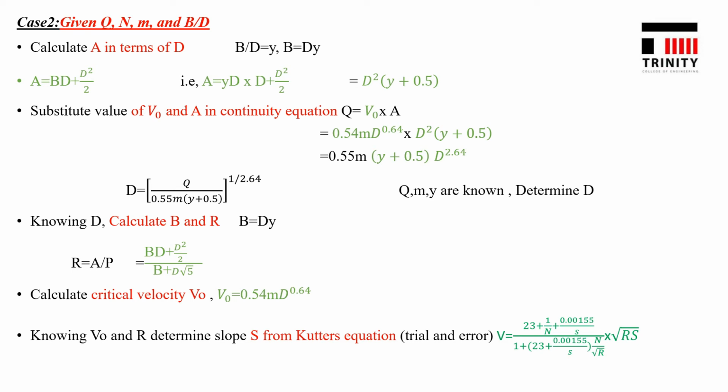Once again, we have to find out first the area in terms of depth because the B by D ratio is given. Next, you have to substitute the value of V0 and A in the continuity equation. By knowing discharge, m, y, we can find out the depth D. By knowing D, we can calculate the bed width B and the hydraulic mean depth. Next, we can find out the critical velocity V0 and then finally the slope by Kutter's equation. The equation is solved by trial and error method.